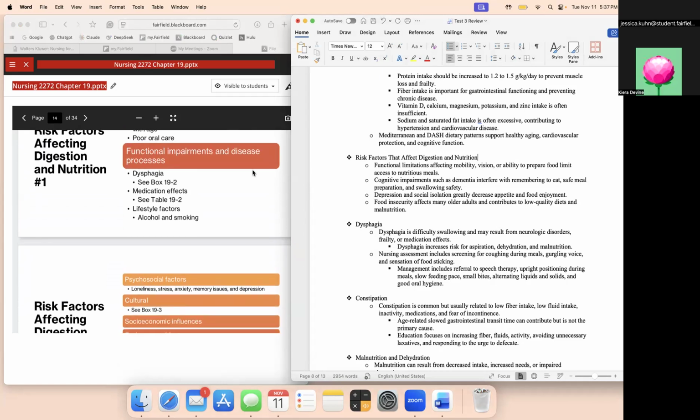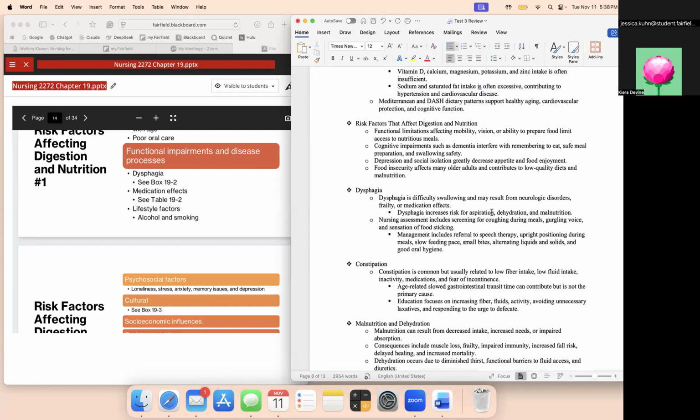Functional limitations such as mobility, vision, and the ability to prepare food, limited access to nutritious meals, cognitive impairments such as dementia interfere with remembering to eat, safe meal preparation and swallowing safety, depression and isolation decrease appetite and food enjoyment, and food insecurity may affect many older adults and contributes to low quality diets and malnutrition.